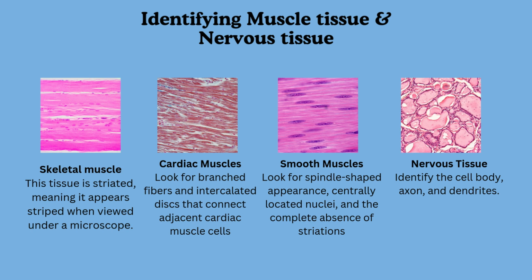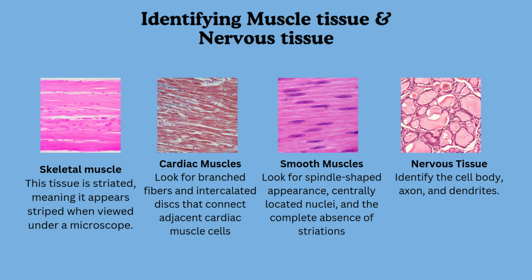Skeletal muscle. This tissue is striated, meaning it appears striped when viewed under a microscope. Cardiac muscles. Look for branched fibers and intercalated discs that connect adjacent cardiac muscle cells. Smooth muscles. Look for spindle-shaped appearance, centrally located nuclei, and the complete absence of striations.